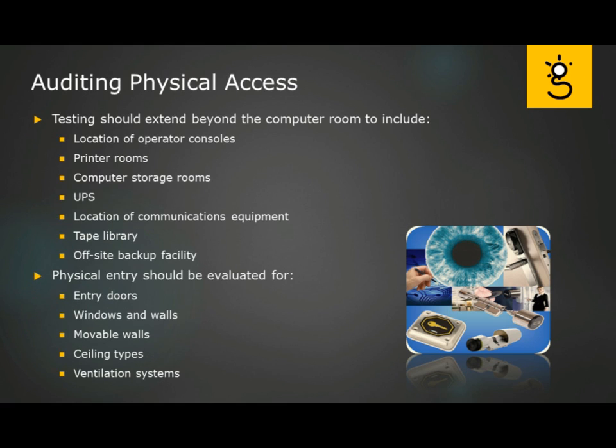Now, you should test your physical access, and that test should go beyond just the computer room. That means you want to know, what are the locations of the operator consoles? The server room is one thing, but people are going to get in other ways. So test the locations of where they are, and the type of safety and security you have there, because if I'm breaking in and I can't get into the server room, I can probably get to an operator console. Printer rooms, another one, computer storage rooms.